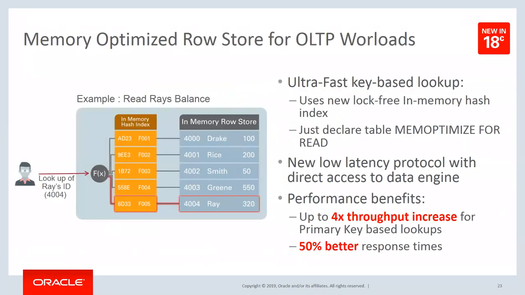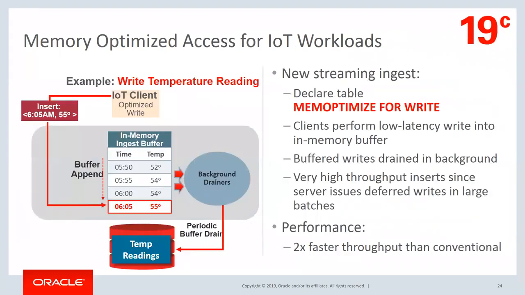One of the things that I really like is something called the memory optimized row store for OLTP workloads. So, ultra fast key value pair lookups in the system. You just have to declare a table memoptimized for read with 2 columns, and then you can get the information inside the system, and key value lookups are really, really fast.